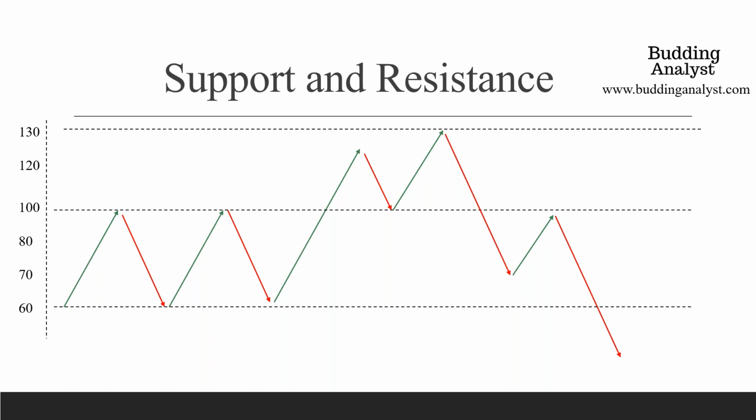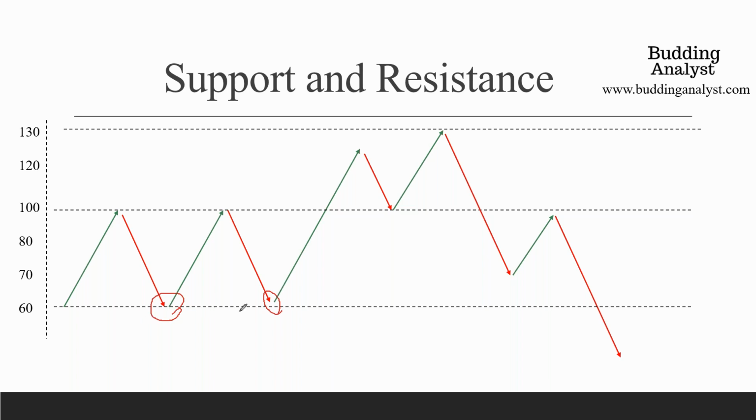Generally these words are used interchangeably, because once a resistance level is broken, it becomes a support level. For example, suppose this is your support level. That means the stock price is not going below this level, right? So 60 is a support for this stock, and we have observed that the stock price is not going below this. It reaches this level, it goes up higher, and it again happened that it went to about this region and went up higher again.